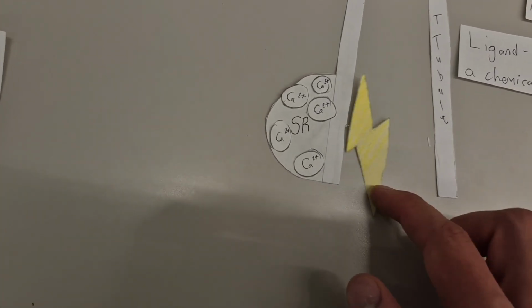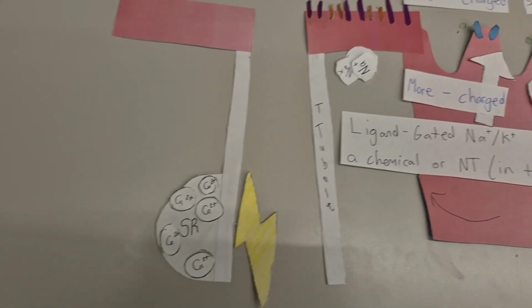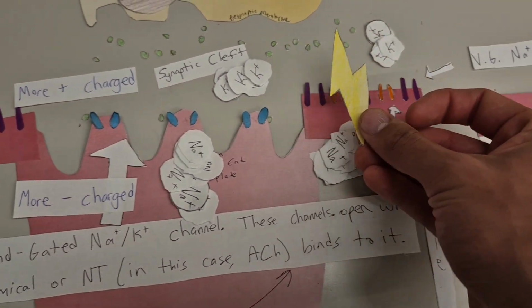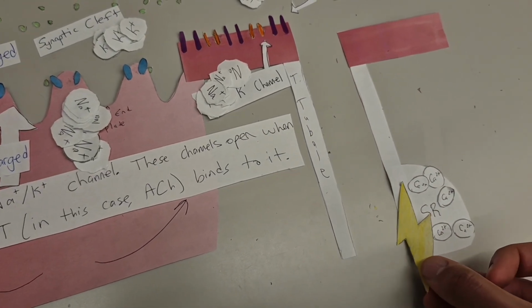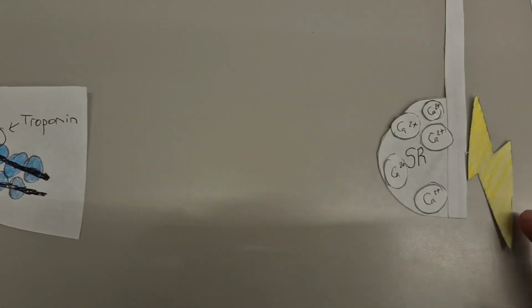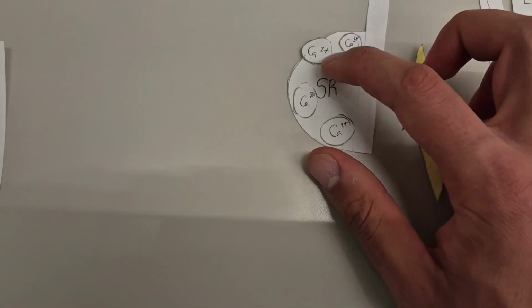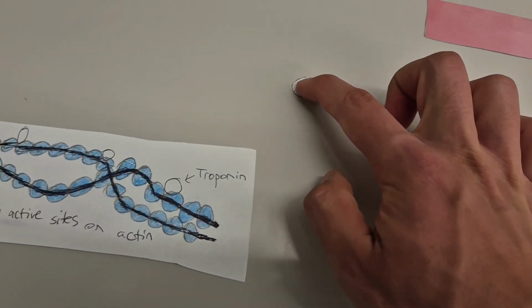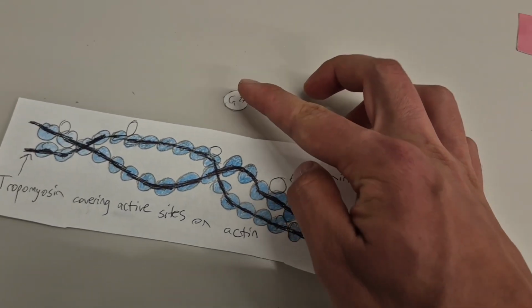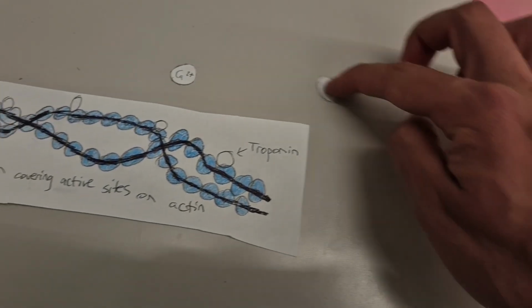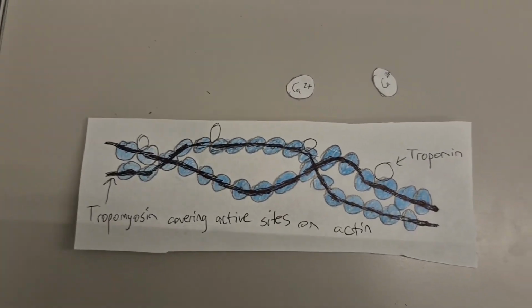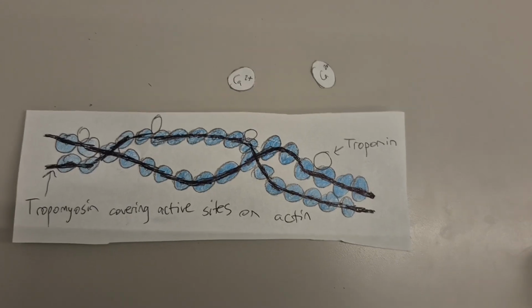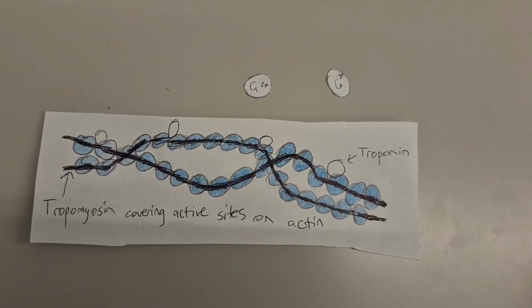Once the action potential hits the sarcoplasmic reticulum, it's going to travel down the T-tubule, hit the SR. Once that happens, calcium is going to leave the sarcoplasmic reticulum, and it's going to come over, and before it binds, we got to understand the anatomy of actin.